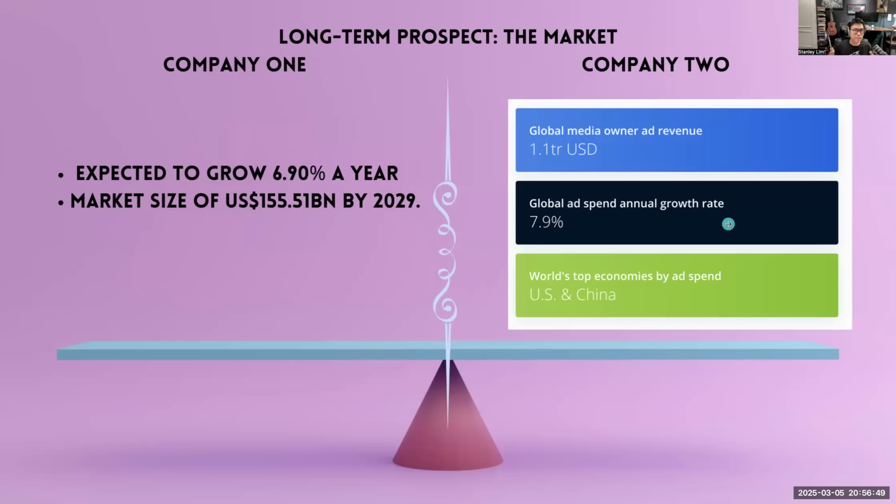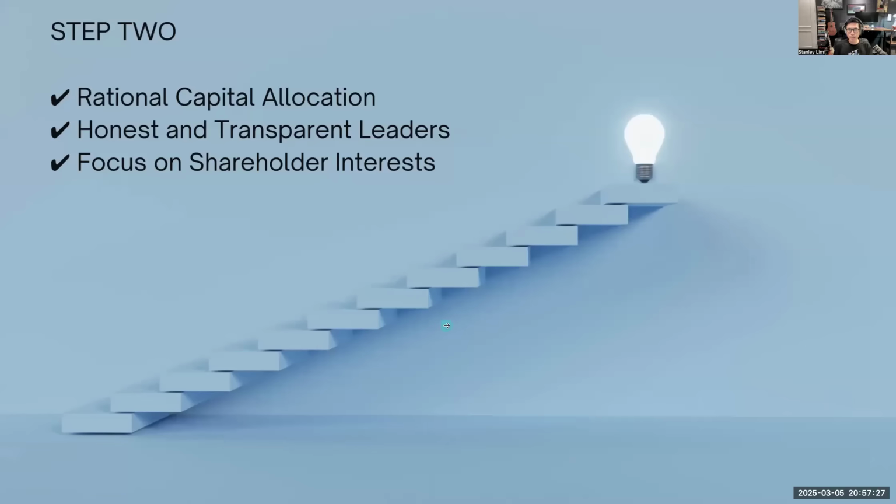Whereas number two is actually in a very, very big market, which is advertising. And this advertising market is a $1 trillion market, and is still growing at roughly about 7.9% a year. So it's growing even faster than the industry that company one is in. And it's also a US company, so located in the economy that has the largest ad spend, which is the US and China at the moment. So it's in a perfect, great, high prospect market. So there's something to keep note of. Okay, so now, just by going through step one, we have a rough idea of the two companies.